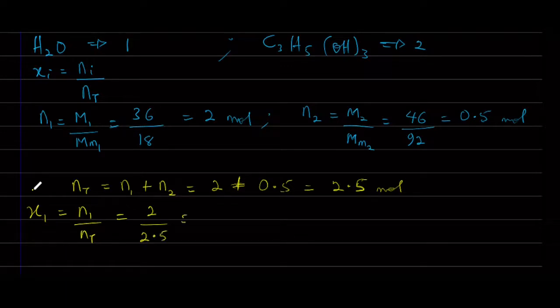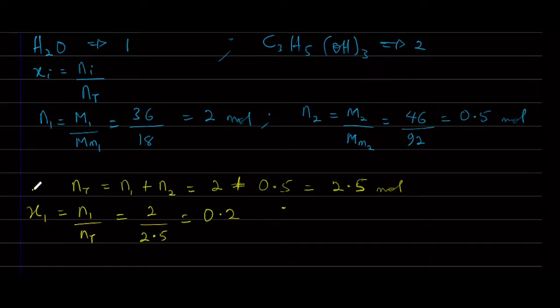So we are going to obtain a value to be 0.2. Like I've said, it doesn't have a unit since it is a mole to mole calculation. It's known as mole fraction. Here we have it as mole. The 2 has a unit of mole. 2.5 also has a unit of mole, so they will cancel out.